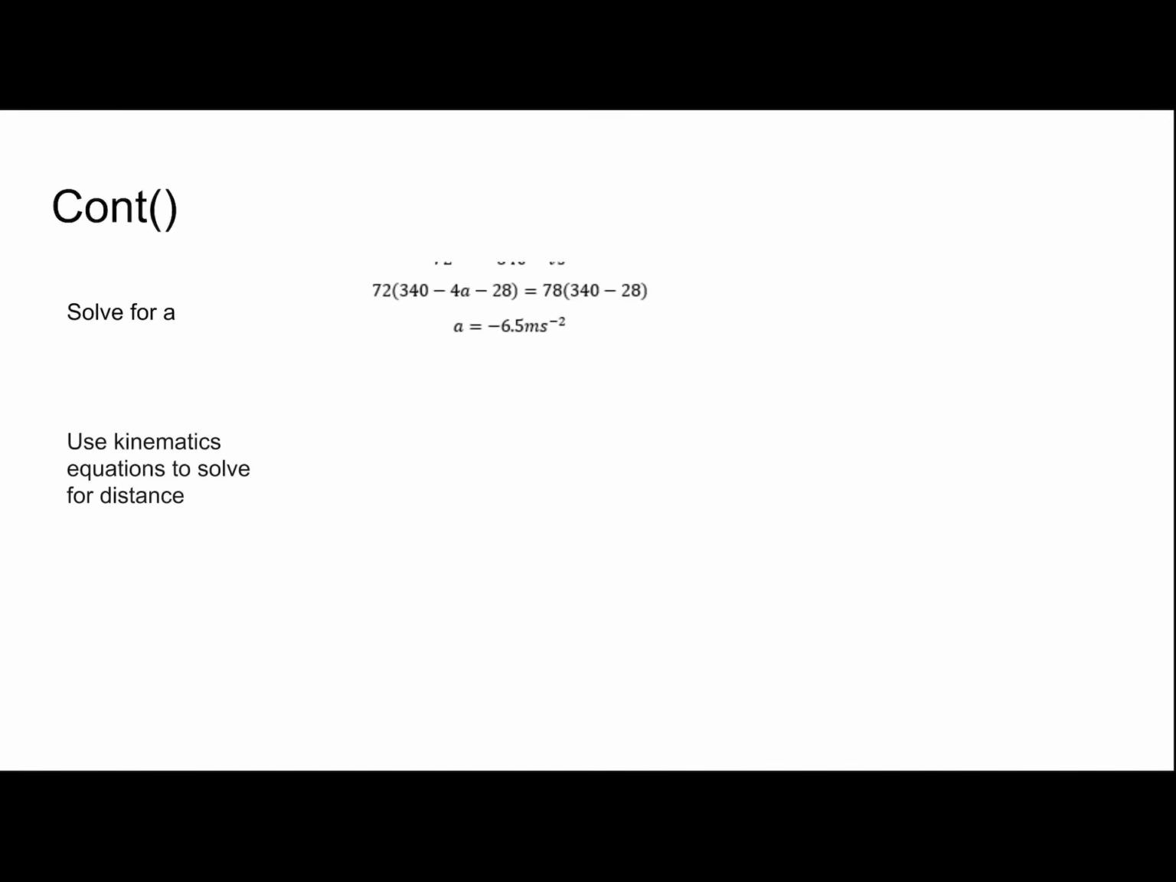So in this case, we'll be using d equals initial velocity times the time plus half at squared. We know the initial velocity is 28. We know the time taken is 4 seconds. We know the deceleration is 6.5, and then our time is 4 again. So we plug these numbers in, and we should get that our distance is 60 meters. So therefore, the station is 60 meters long. That's your final statement.